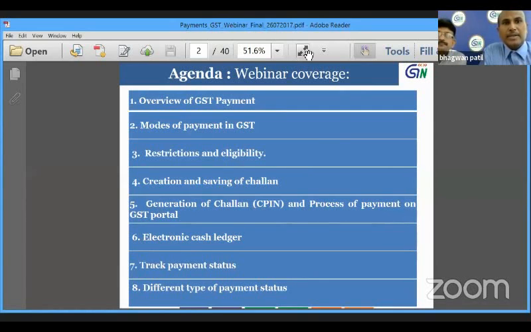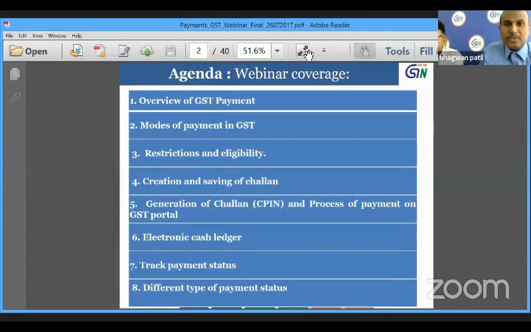So the major change is a single challan. Single challan for all CGST, SGST, IGST and cess. Previously there were different challans for different states, different CBC also, and for different acts also different challans were there. So the major change is now a single challan, and that's also basically an e-challan, and no physical challan will be used.